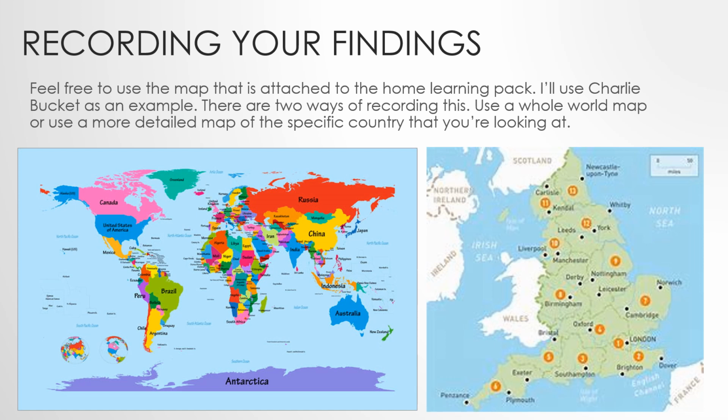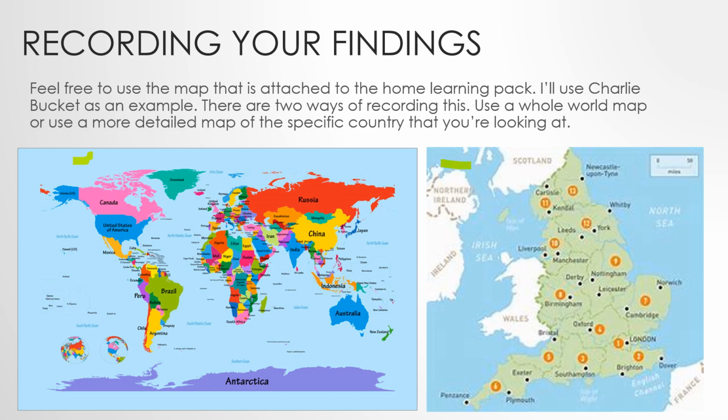Okay, the first map here is attached to your home learning pack, so you can use this, but you can use whatever map works best for you. I really don't mind. You might have a globe at home you could use. Whatever you have that shows countries on it will work just fine for this. I'm going to use Charlie Bucket as an example to show you how I would record on both maps, a map of the world and then a zoomed in map like this one here.